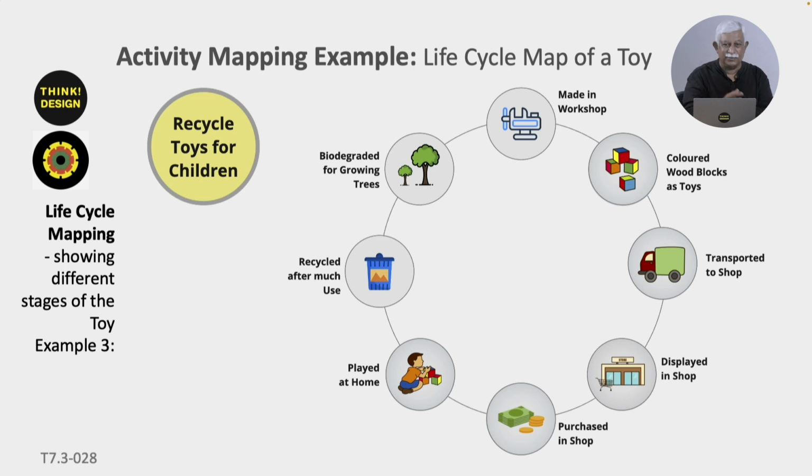The child plays with the toy many times with friends over a period of time, and at one point it goes back to the recycle bin and it's recycled, and then finally finds its way back into the tree itself. So this is a full cycle showing the life cycle of a toy which is meant for a child.